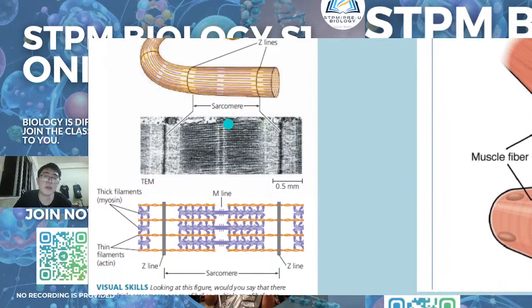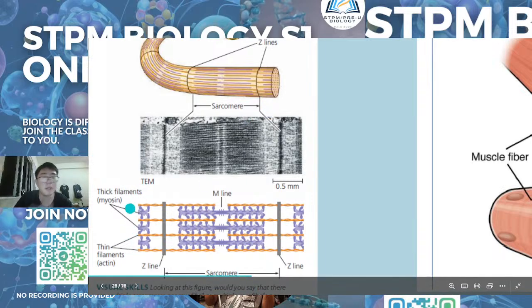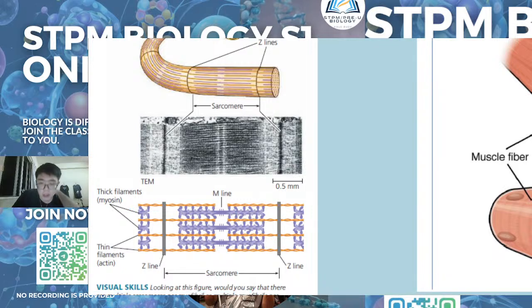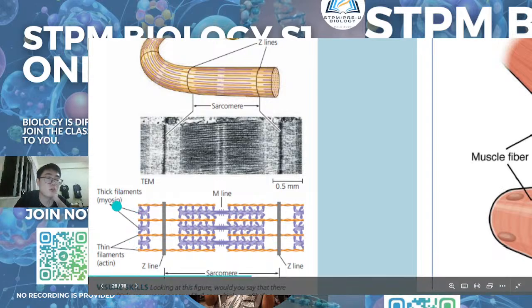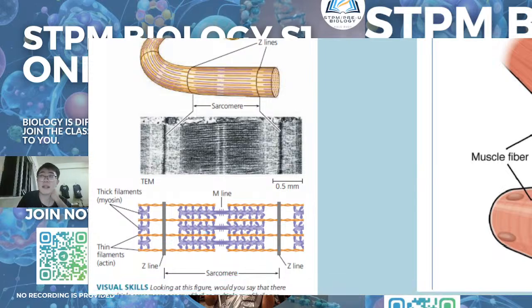Within the sarcomere, we have two main filaments that I already mentioned in chapter 1, chapter 2, and also in the first topic: actin filament and also myosin filament. So this one we can also consider as one type of the cytoskeleton, right?